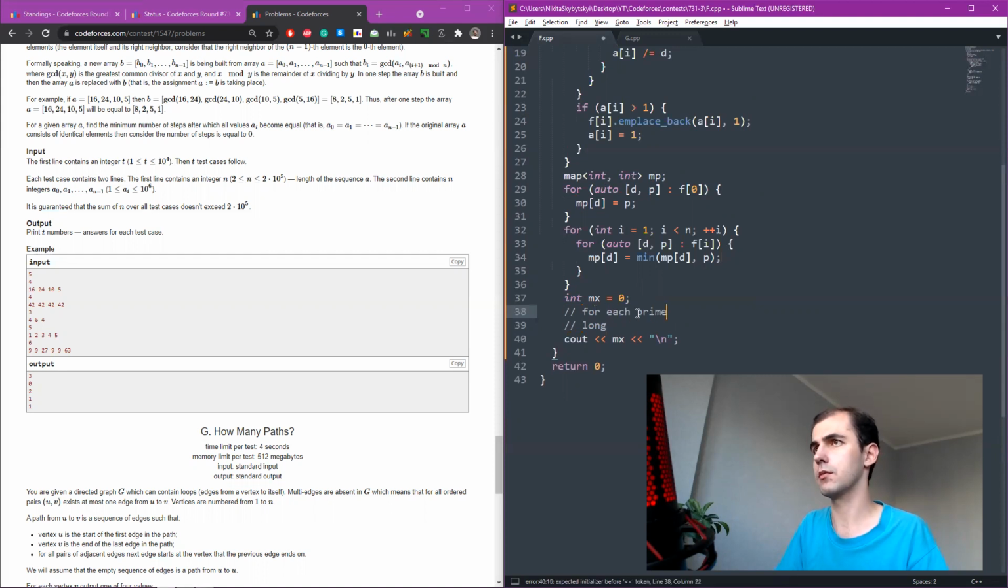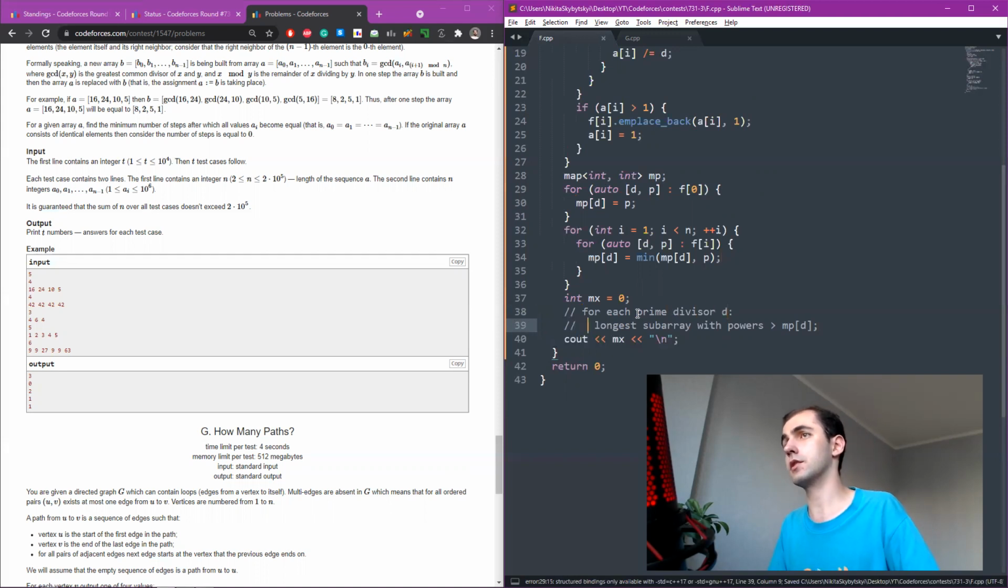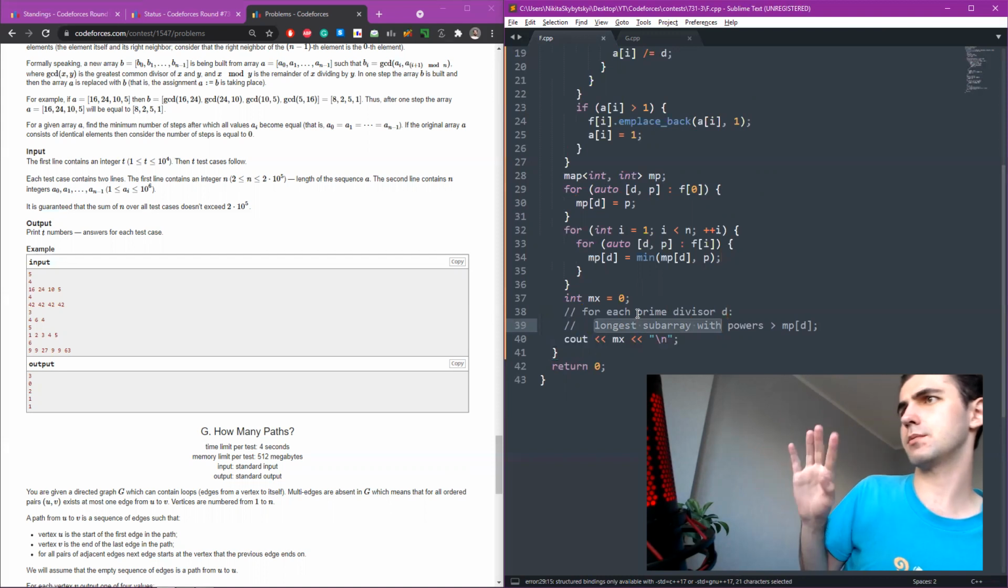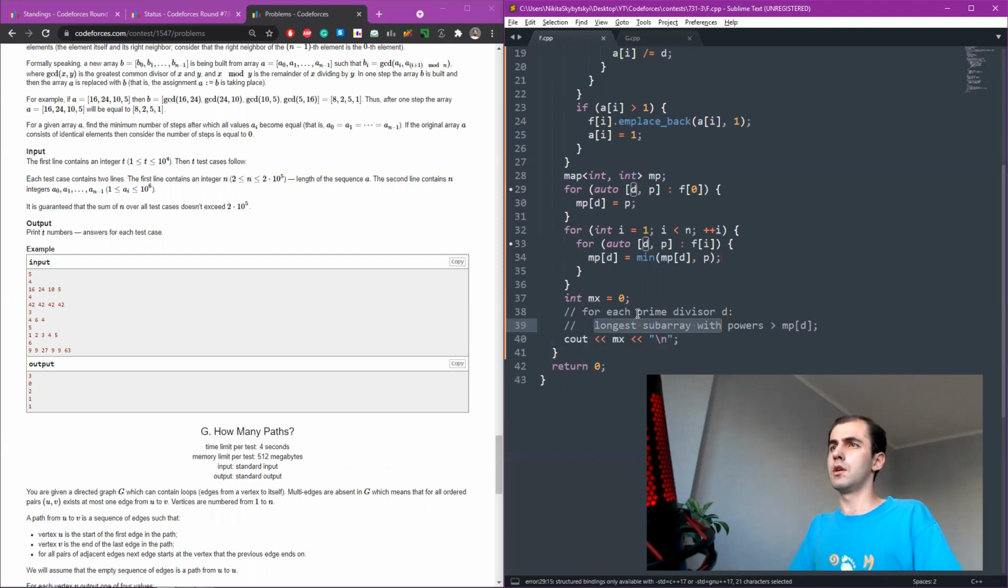for each prime, the longest subarray with powers strictly greater than the minimum power of that prime. And of those, we want to take the maximum of something over 2-ish. Let's think: 3 takes 2 turns, so maximum plus 1 over 2.